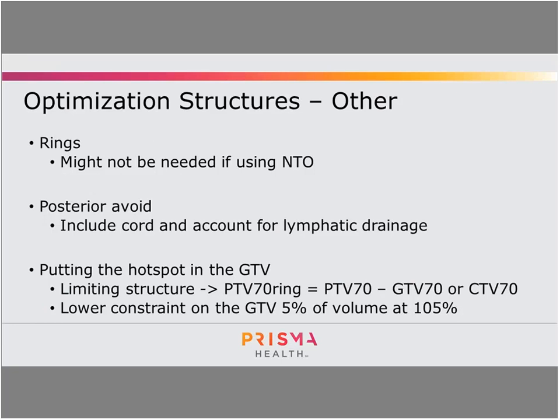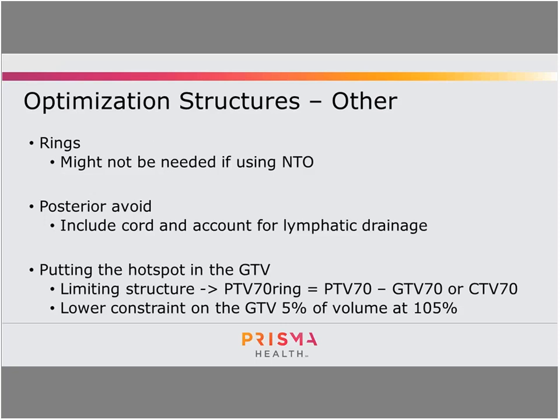For a posterior avoid structure, that's just kind of a big wedge or triangle that includes the cord, goes back to the posterior skin, accounts for lymphatic drainage, and it's just a great structure to keep dose from entering through the cord when you're going posterior.